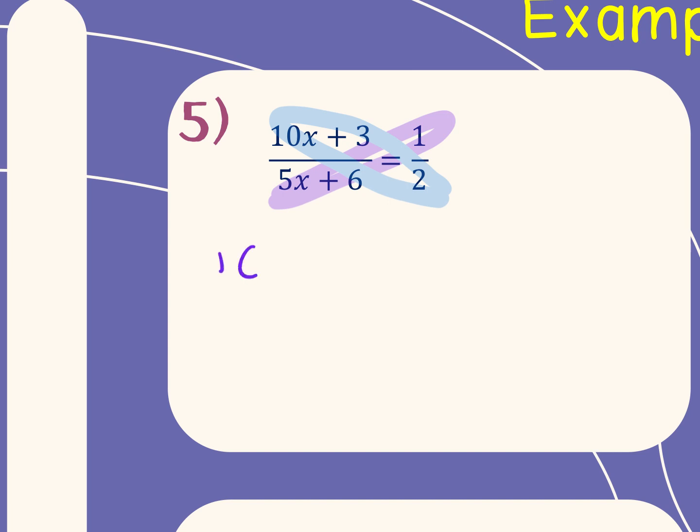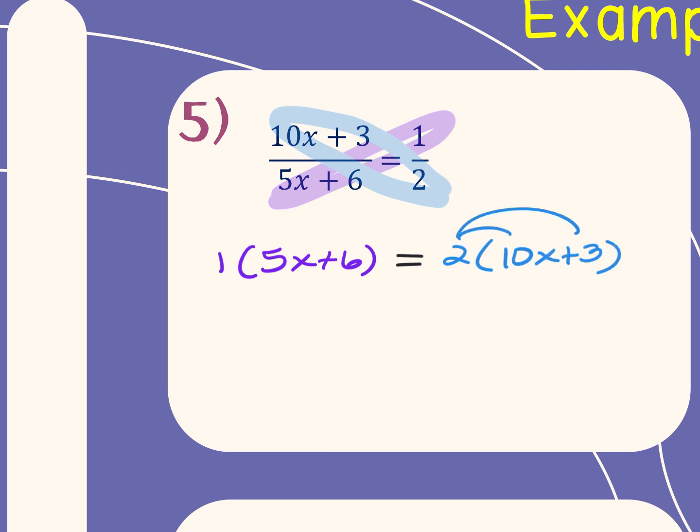So here I'm just going to do the 1 times the 5x plus 6 and set that equal to the 2 times the 10x plus 3. I'm going to distribute the 2. The purple, 1 times anything is itself. And then over here becomes 20x plus 6.